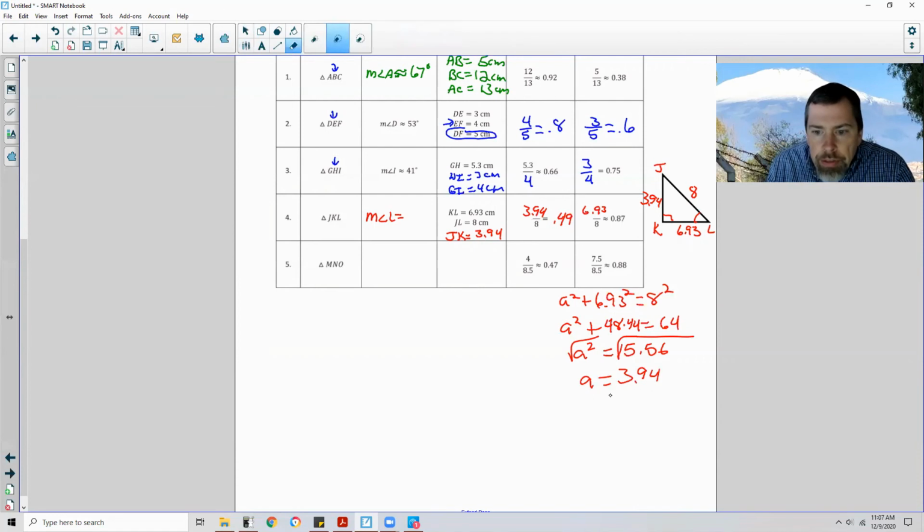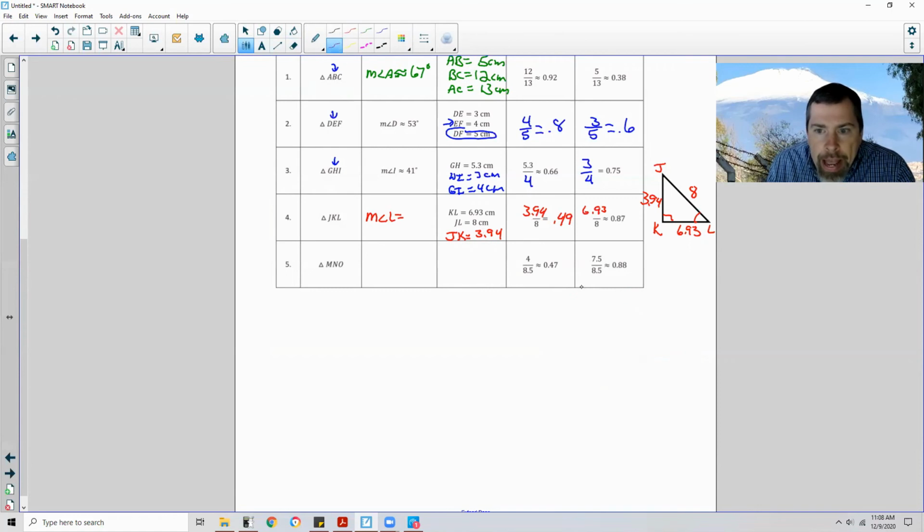Let me erase this. Now we're doing triangle MNO. Let me erase all of this. We're using the same triangle. Now we have triangle MNO, and if I look here, my hypotenuse is 8.5. If I'm going to call this the angle we're going to talk about, which will be the angle M, the measure of angle M equals, oh, I never did the measure of angle L in the last problem. Okay.